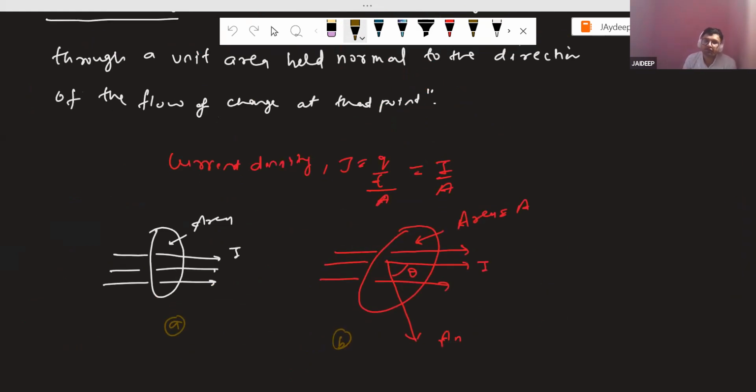What is the formula for drift velocity, Alan? You have to remember the formula. Vd equals e tau... just write it down in your notebook.